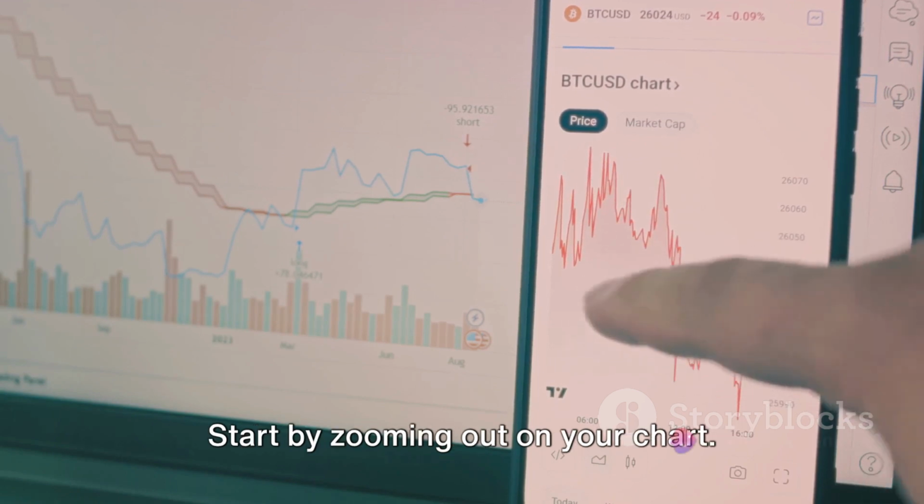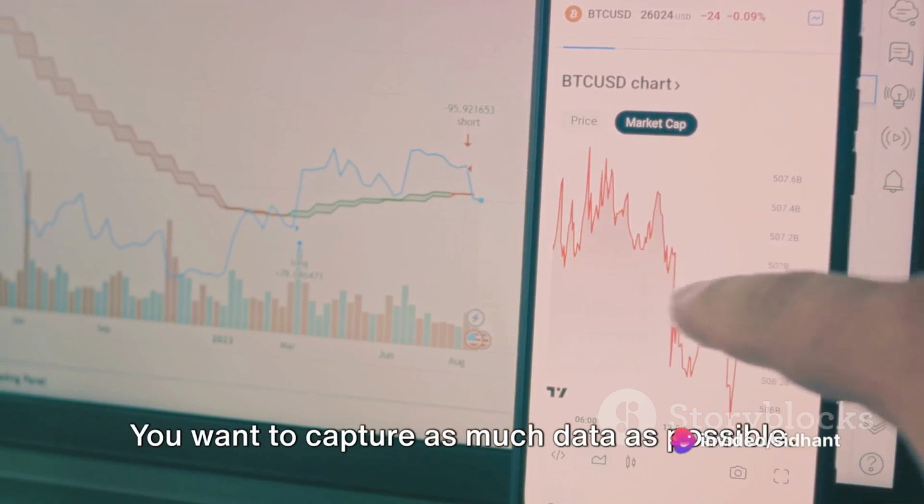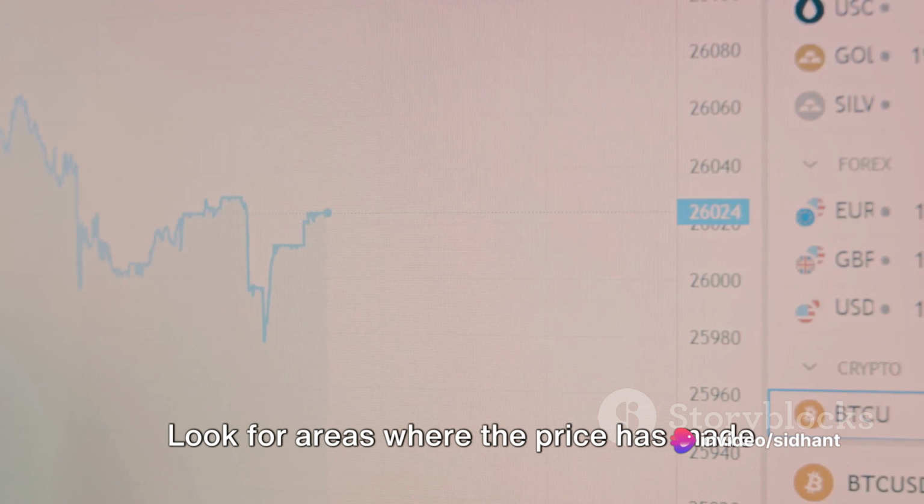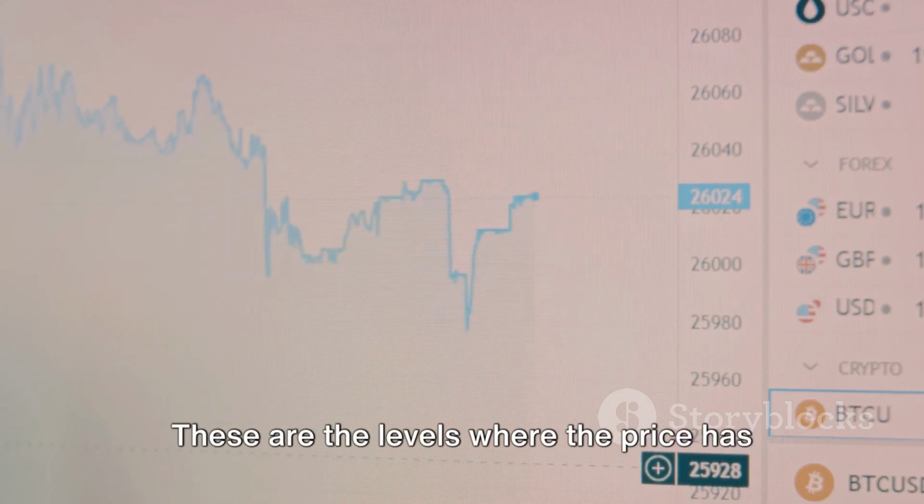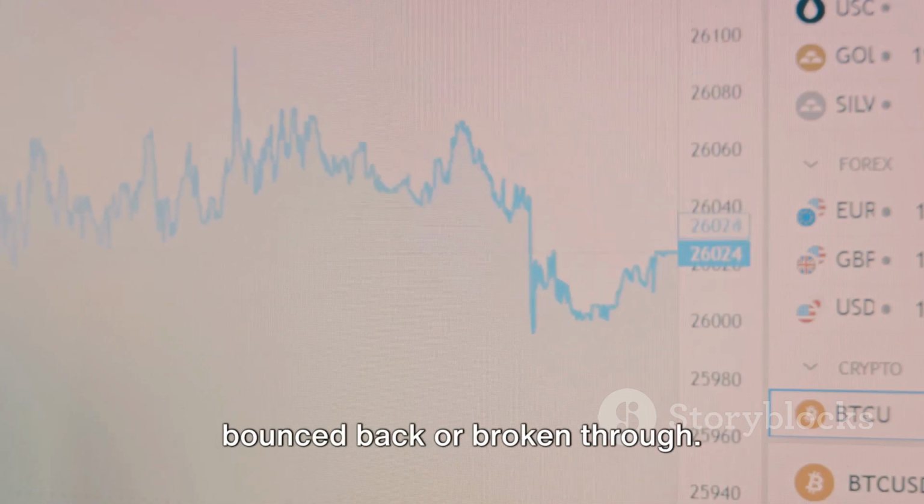Start by zooming out on your chart. You want to capture as much data as possible. Look for areas where the price has made significant highs or lows. These are the levels where the price has bounced back or broken through.